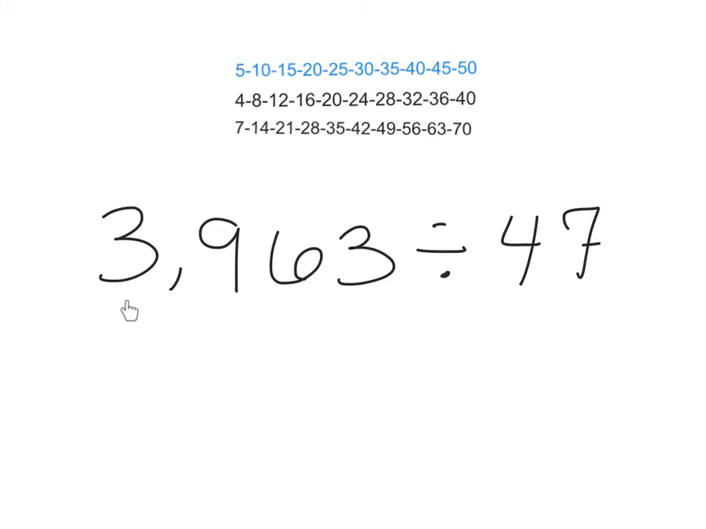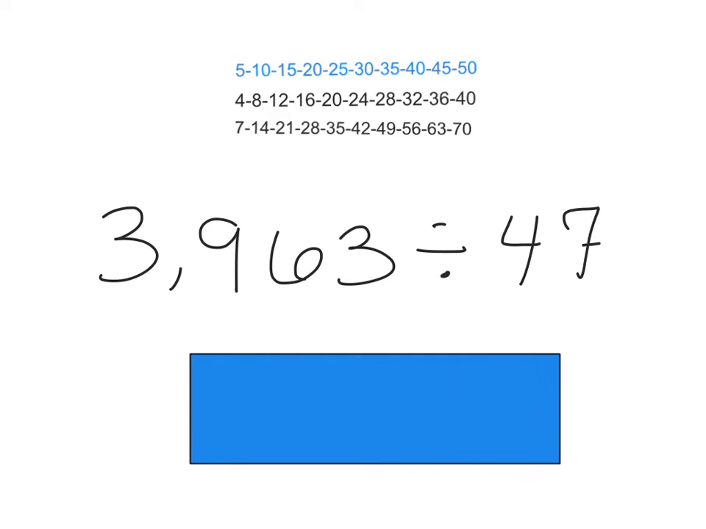And here we have it, the third problem of this video. And we are doing 3,963 divided by 47. As you see, I wrote my 4s down, my 7s down, and my 5s because this is going to round off to 50, right? So the first thing I want to do is create my area box, and I'm going to write the 3,963 right inside that box.